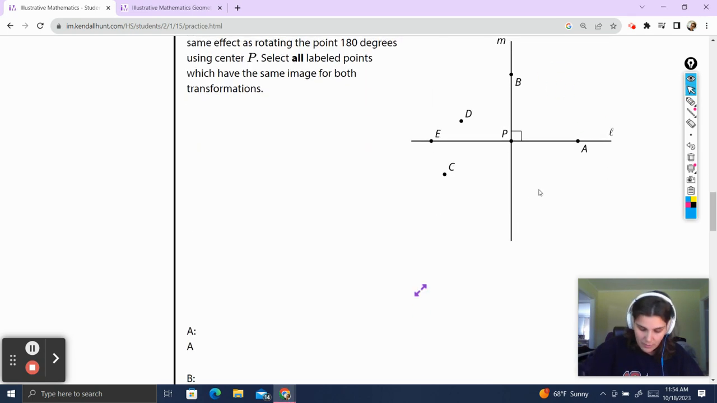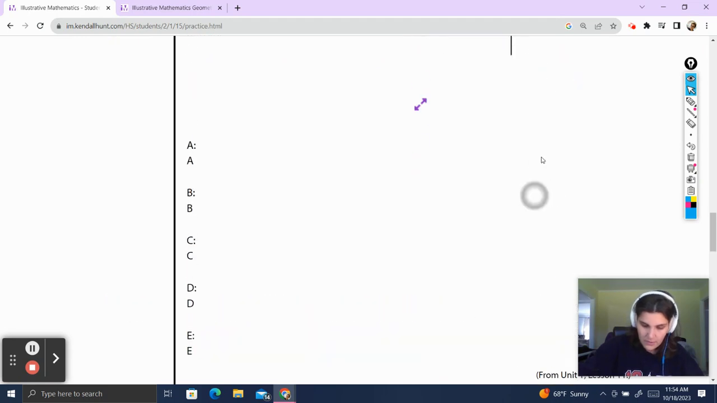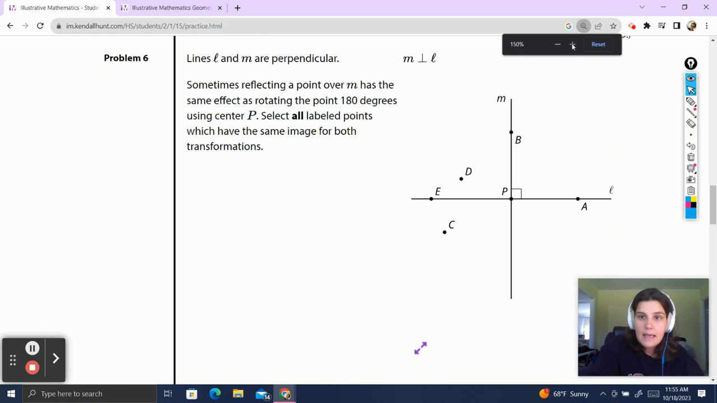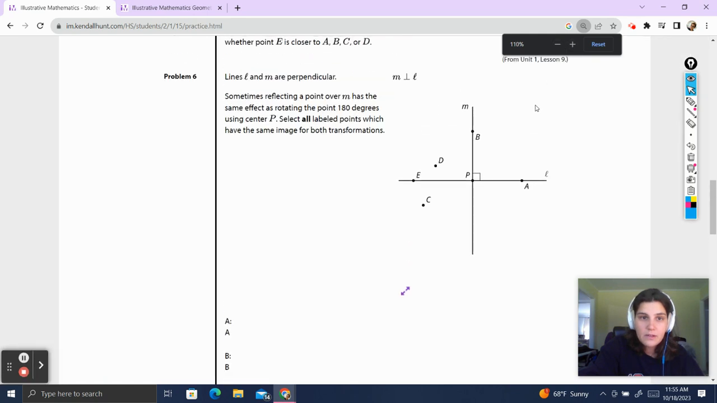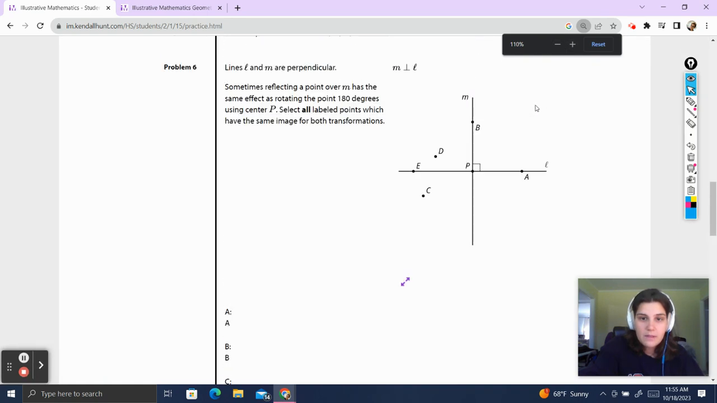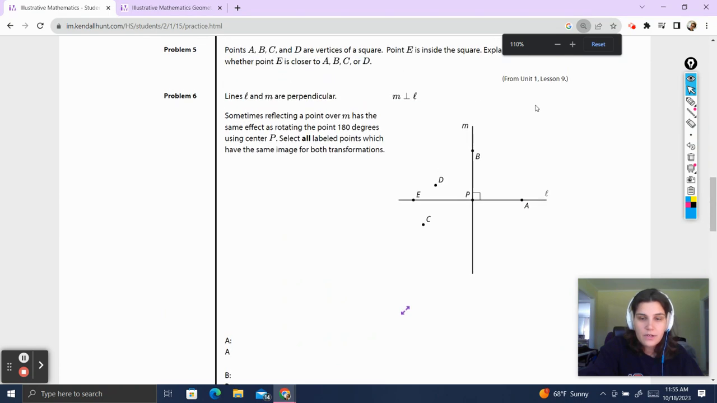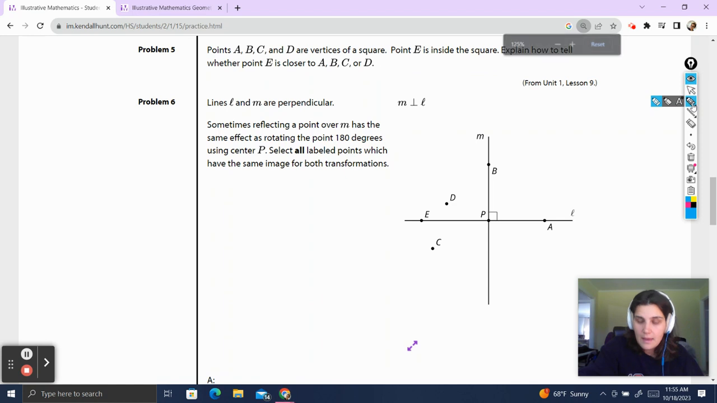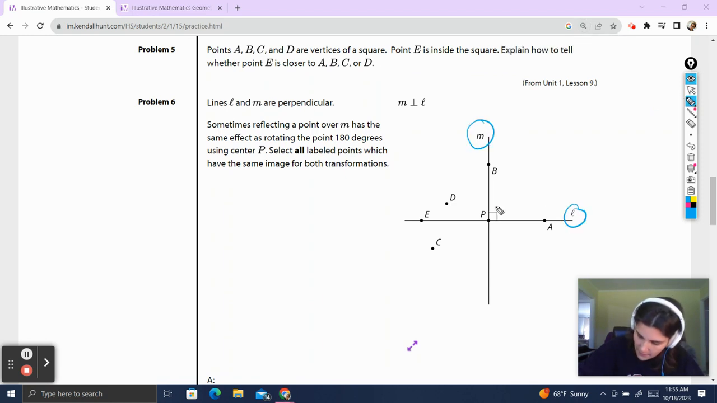All right, problem number 6. And we got to zoom out for this question. We have lines L and M are perpendicular. So we have M is perpendicular to L. We're just going to go ahead and write out the letters for this answer. We have M is right here. L is right there. They're perpendicular, so we mark it with a box.